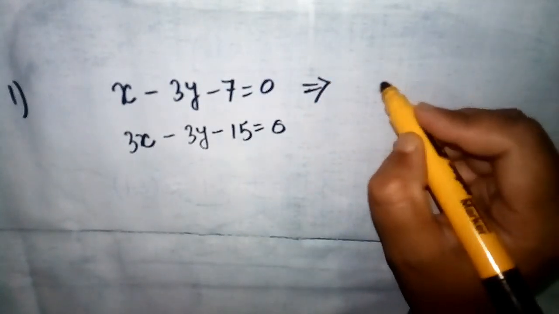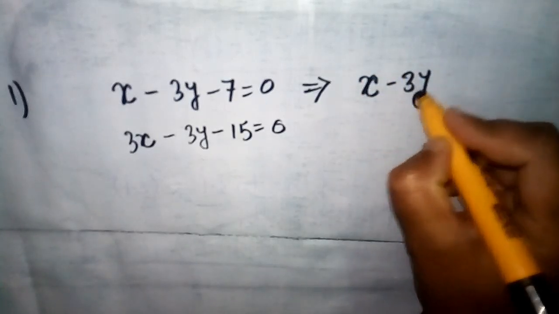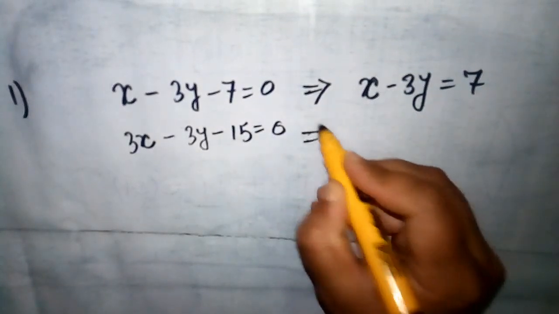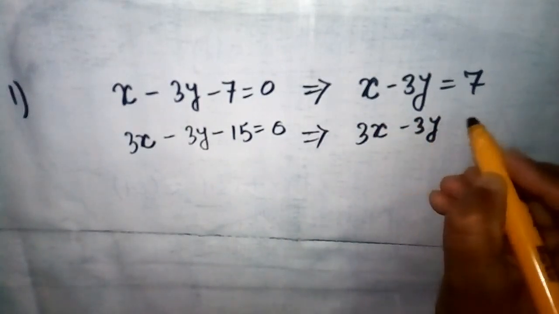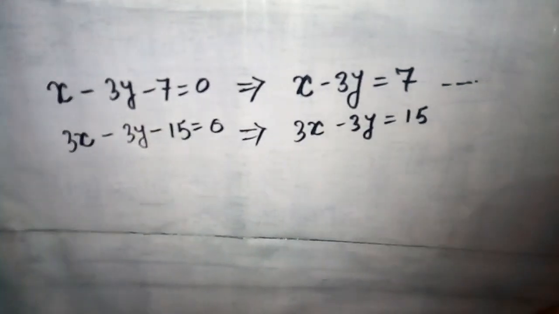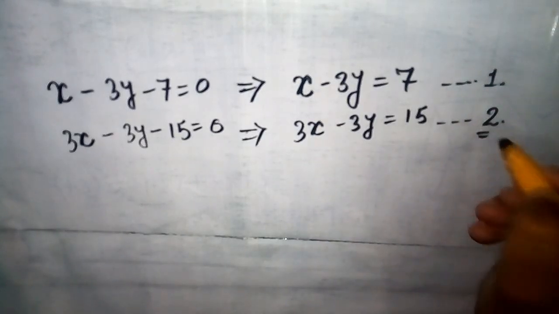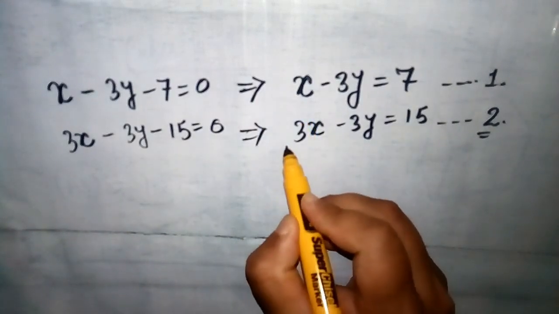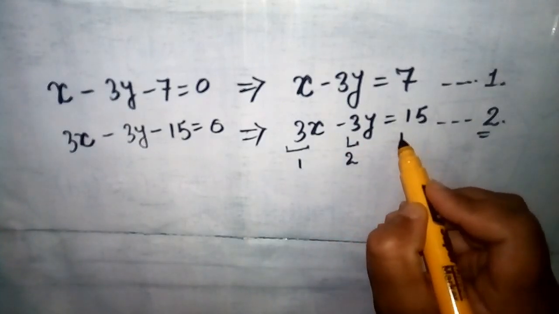First of all, take constant term to the right side. So our equations will be x minus 3y equals to 7 and 3x minus 3y equals to 15. I took these two general forms because mostly we are using them. So first of all, give equation 1 and equation 2 to your equations, and then let us give codes to the coefficients of x, y and constant terms.